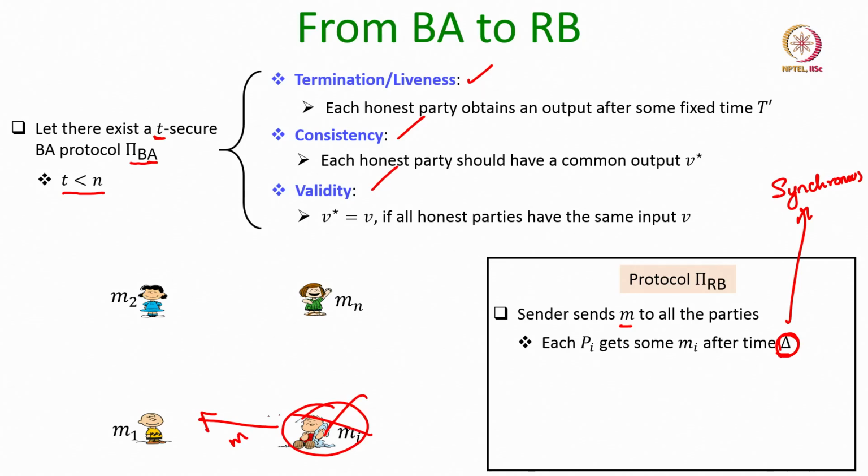So, considering the scenario, if the sender party sends its message to one party and then suddenly crashes and does not send anything to the other parties, then the other parties will assume as if the sender wanted to send some default value, say M prime. The default value will be publicly known. It will be specified as part of the protocol description.